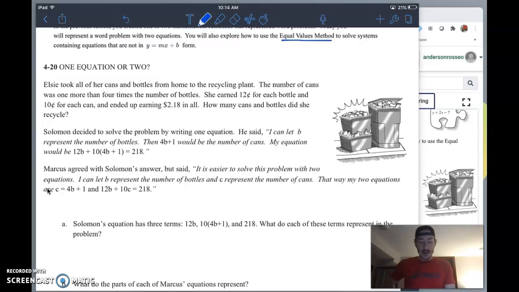Elise took all of her cans and bottles from home to the recycling plant. The number of cans was one more than 4 times the number of bottles. She earned 12 cents for each bottle and 10 cents for each can, and then ended up earning $2.18 in all. How many cans and bottles did she recycle?